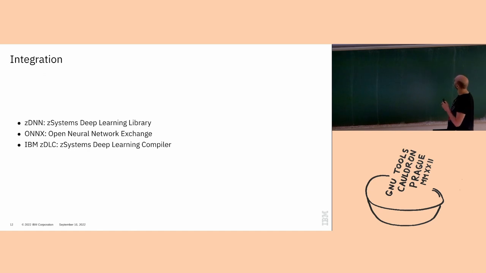The lowest level component in our solution is called ZDNN. This is a wrapper around the NNPA instruction that you can use from C language quite conveniently. Another piece is called ONNX. This is not something IBM invented. This is Open Neural Network Exchange, a data format in which you export, among other things, your trained models. And the final component is called IBM ZDLC, Deep Learning Compiler. What it does is take a model in ONNX format and convert it into a shared object. And this shared object contains calls to ZDNN and to the NNPA machine instruction.